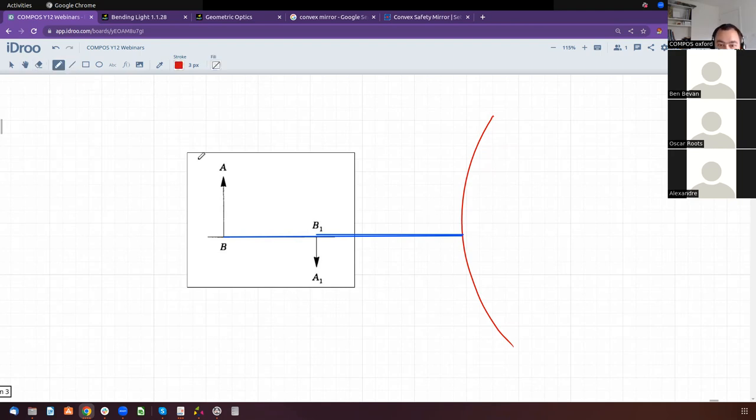The second thing we know is that if a ray is traveling from A to this point, it will reflect with the same angle. So this angle is theta, and this is also theta. So basically what we need to do is work out where this point is, given that these two angles are the same. So theta one must equal theta two, right?